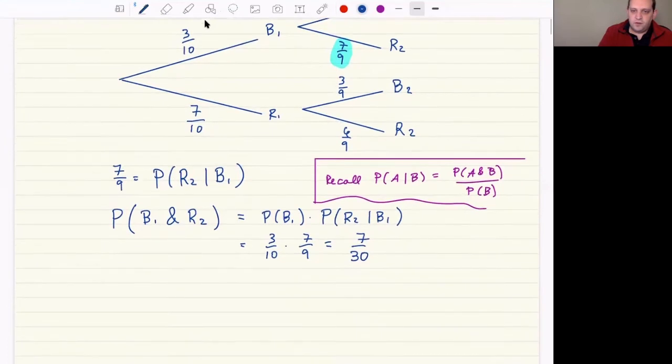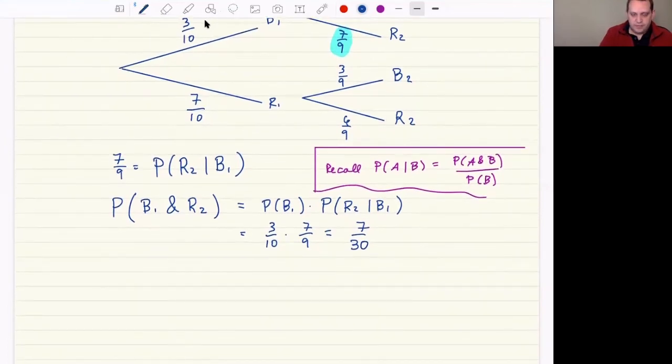There's a few other things that we can talk about here. You can do all sorts of different varieties of this question. What's the probability that you selected a red ball first and a red ball second? So you could do that calculation. But let's do some other things.